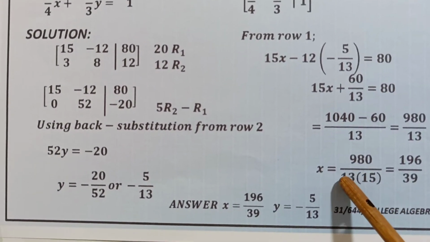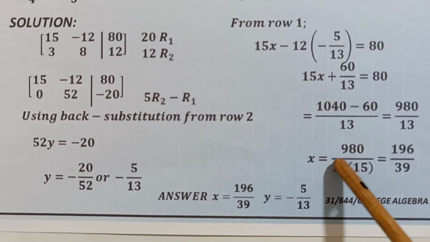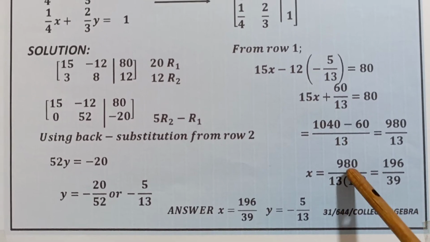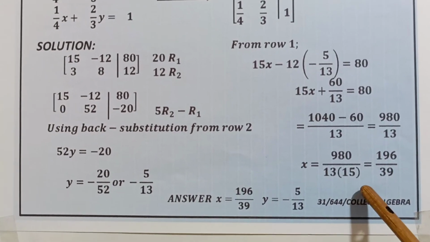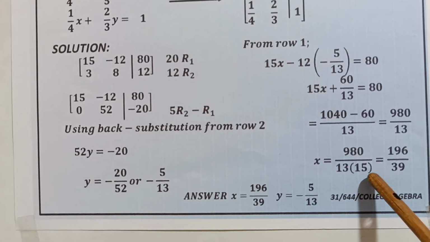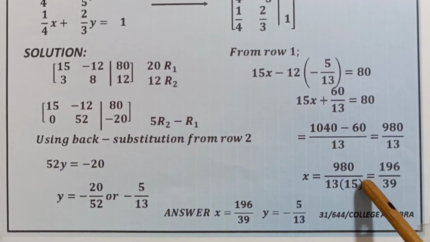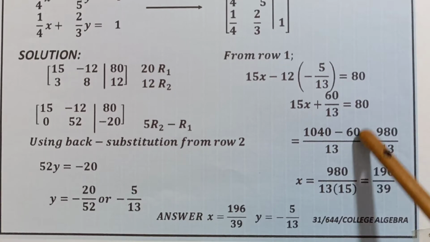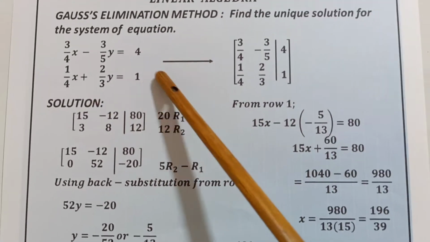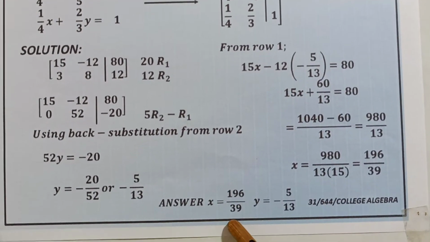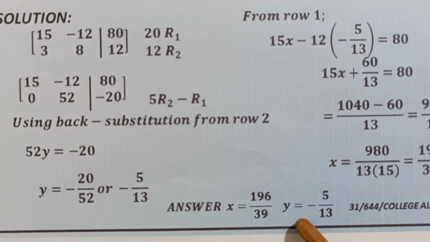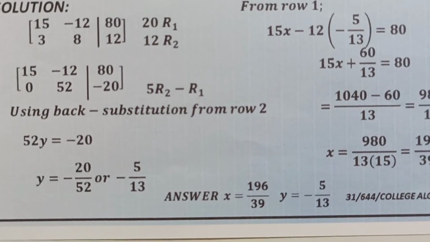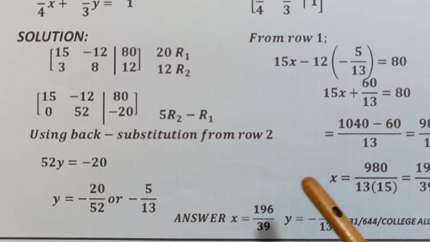So 980 divided by 5 is 196, and 15 divided by 5 is 3, times 13 is 39. So our solution for the two given equations is: the value of x is equal to 196 over 39, and the value of y is equal to negative 5 over 13. So we have this solution for our first problem.